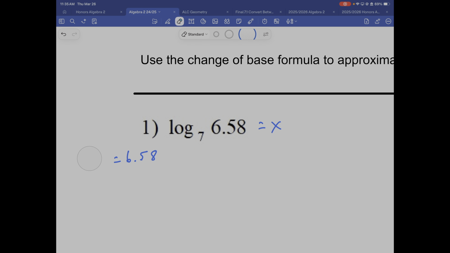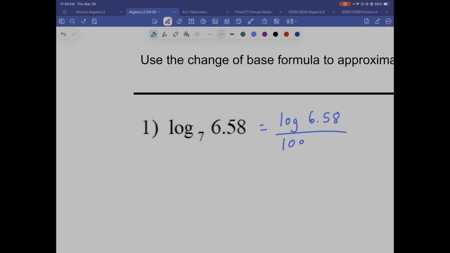But now that we have this change of base formula, we can use it to do this. It's the log of 6.58 divided by the log of 7. Just keep in mind that the base of your log goes in the denominator. The base of your log goes in your denominator.